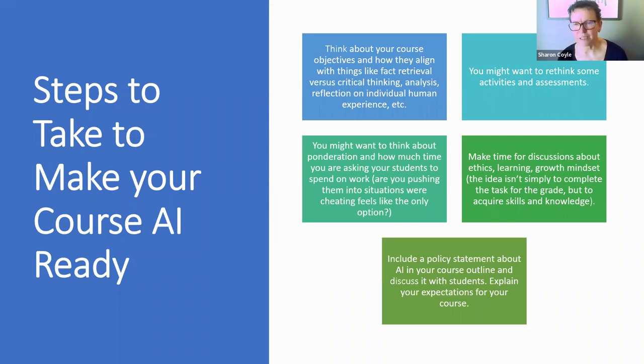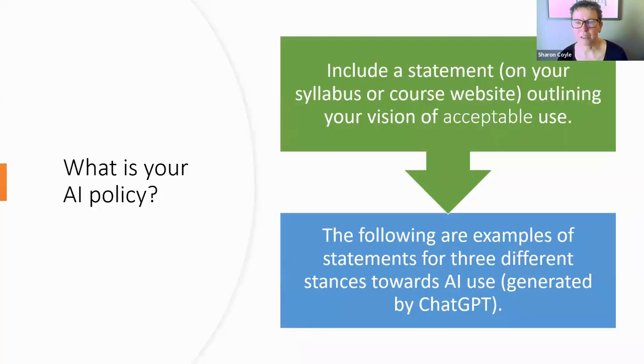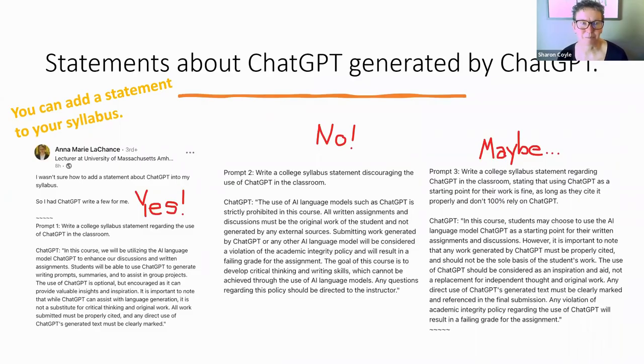And then the next step is to include a policy statement about AI on your course outline. If your course outline has already gone out, like for this course, probably put it on your course website or in Omnivox. You need to be clear to students about what you're thinking. If it's okay that they use it, if they can kind of use it, if you don't want them using it at all. And so here are three examples on social media that were generated by ChatGPT.